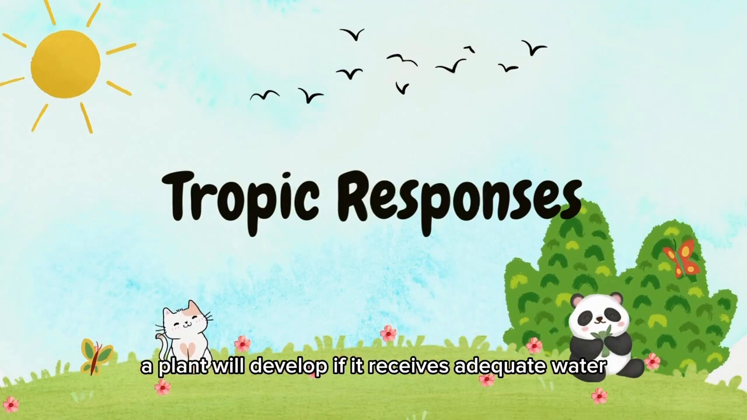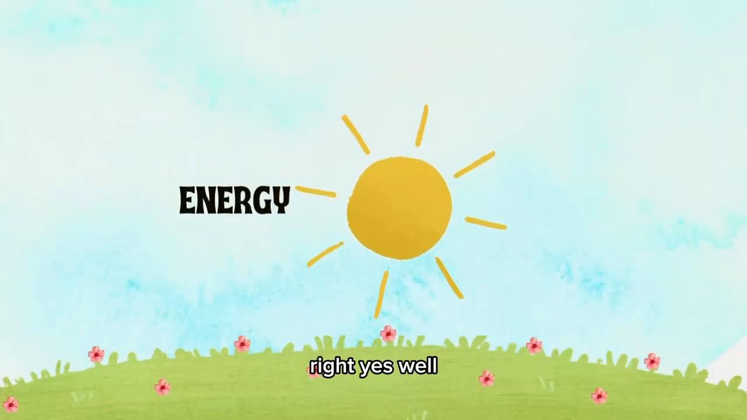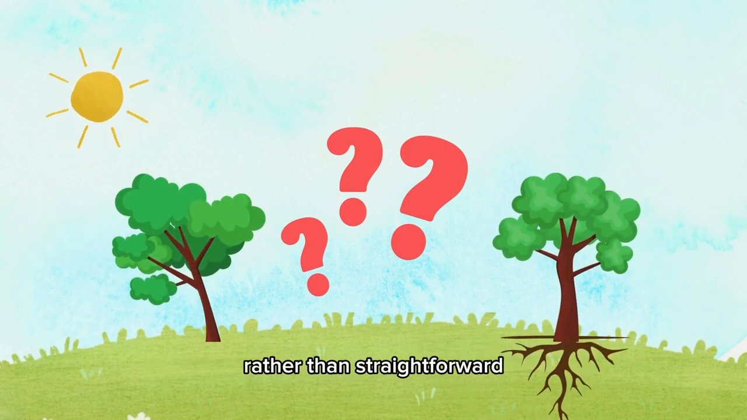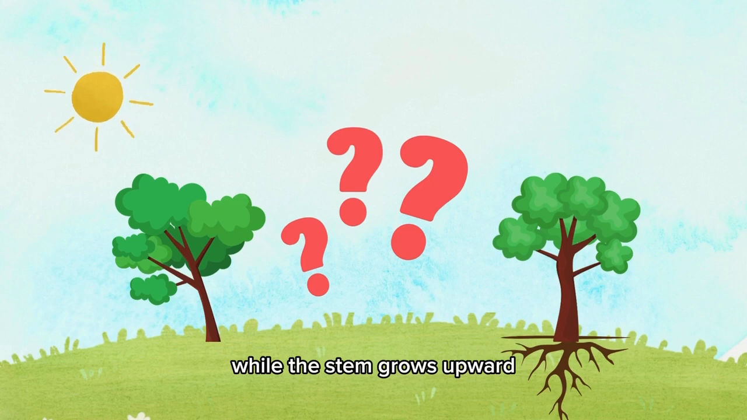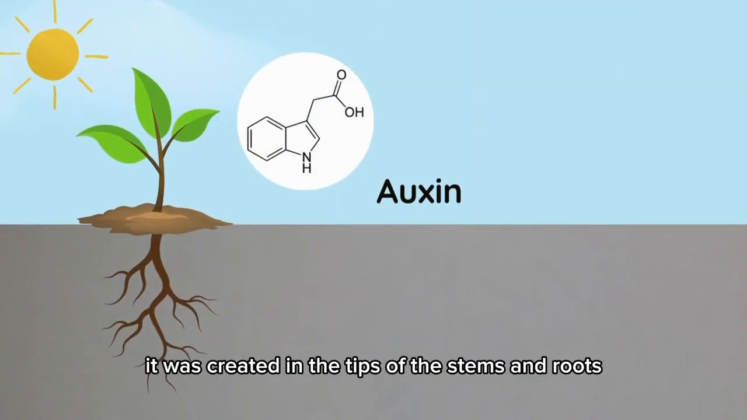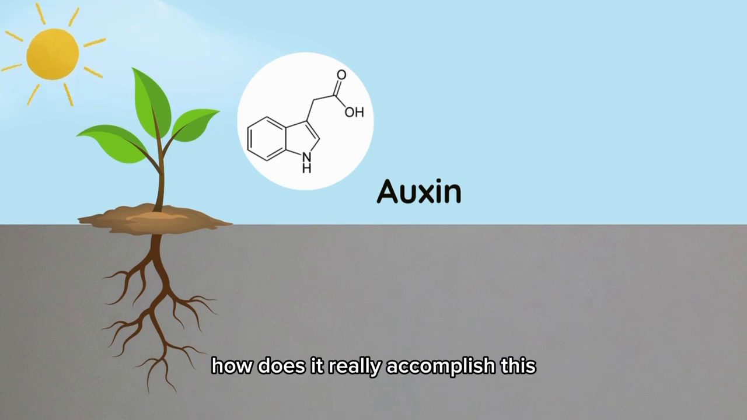A plant will develop if it receives adequate water, minerals, and energy, right? Well, sort of. However, there are other factors to consider, such as why plants grow in the direction of light, rather than straight forward, and why the roots develop below, while the stem grows upward. It is not like the plants have eyes to tell where the sun is. Yet, given that auxin is created in the tips of the stems and roots, how does it really accomplish this?